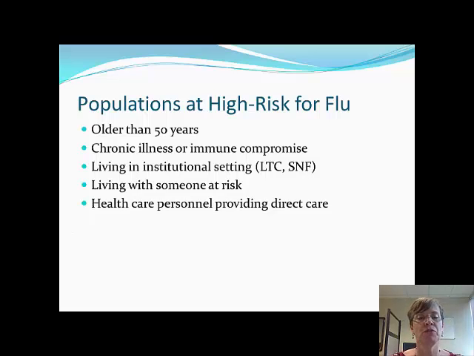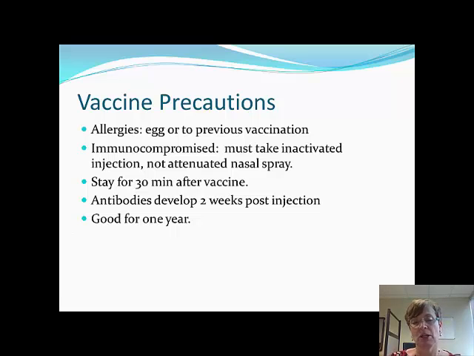Populations at risk for the flu: the elderly, over 50. I guess that's not as elderly as it used to be for me, but anyway, if the individual has any kind of chronic illnesses, or if they're immunocompromised, if they live with somebody at risk, or if they are in an institutional setting like a long-term care facility, and then if they're healthcare providers like ourselves, who will be in contact with people who may be in that little window of being asymptomatic or just exposed to whom when they are sick, so that we would have a protection so that we don't get ill.